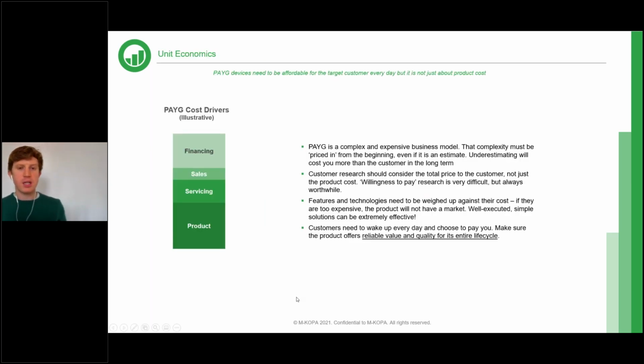Great. So really the important thing, or one of the important things then, is how this all manifests, which is around unit economics. And this, I think, is one of the bits that potentially is easy to overlook in pay-as-you-go, that is to say that the product only accounts for a small portion of the actual cost to the customer, or the price to the customer. And so, as I've said here, it's a complex and quite an expensive business model. And so as you're designing these appliances and as you're thinking about business models, you need to be able to price these in from the beginning.